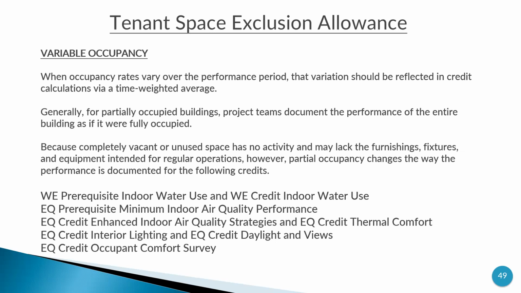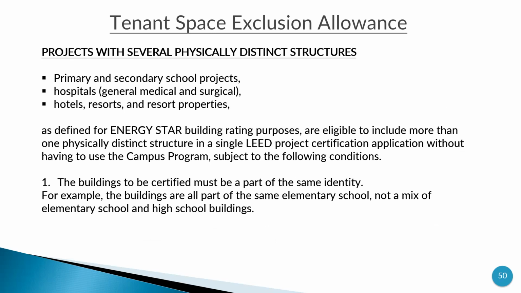Again, when we talk about variable occupancy, when occupancy rates vary over a performance period, that variation should be reflected in credit calculation, that is time weighted average. For partially occupied buildings, means not completely occupied, project teams document the performance of the entire building as if it were fully occupied. Right. Completely vacant or unused space has no activity and may lack the furnishing, fixtures and equipment intended for regular operations. Partial occupancy changes the way the performance is documented for the credits.